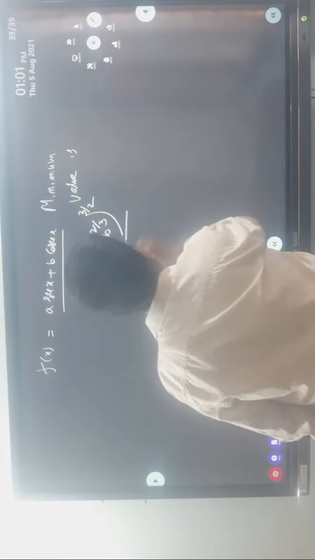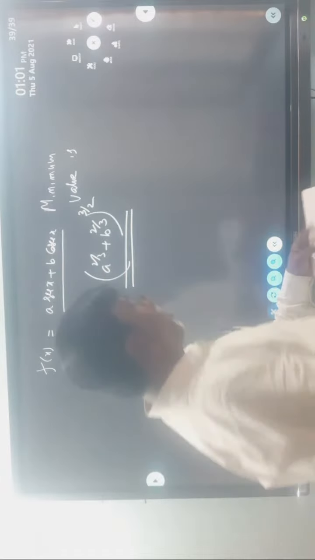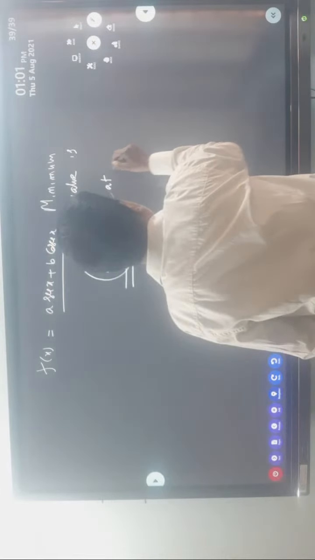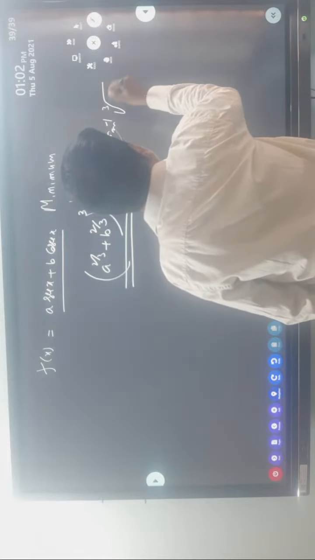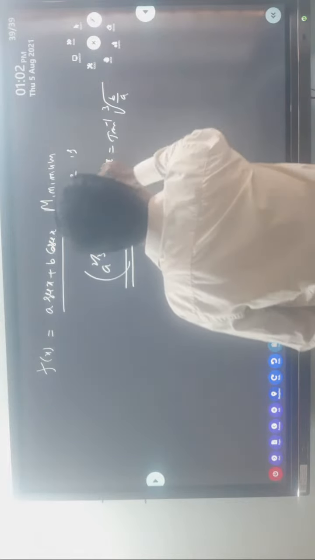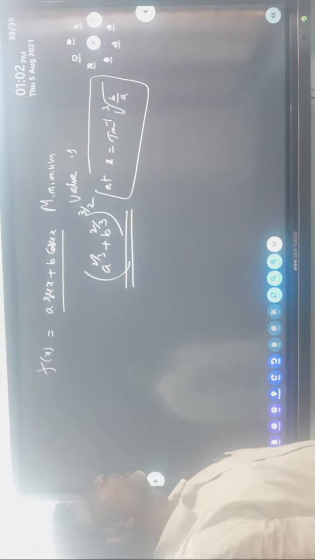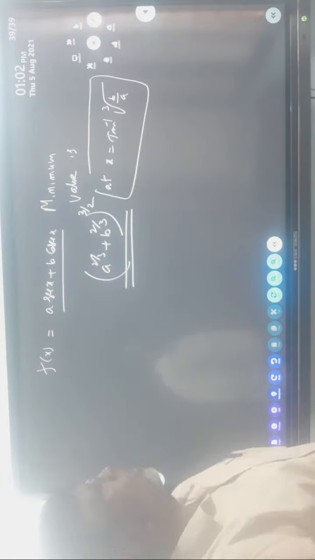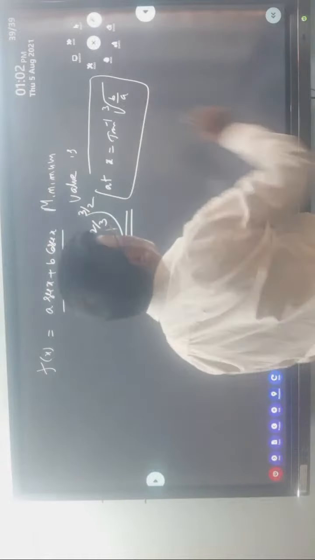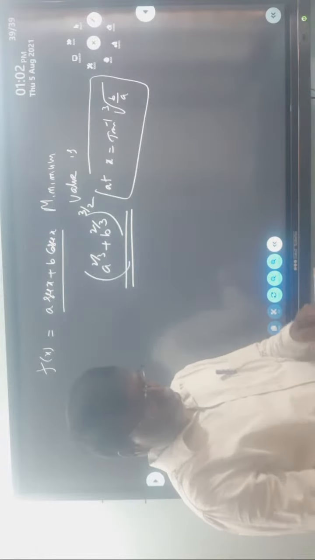So a power 2 by 3 plus b power 2 by 3 whole power 3 by 2, that is the minimum value, and it occurs at x equals tan inverse of cube root of b by a. That is also sometimes asked. Remember this formula for a secant x plus b cosecant x, the minimum value at x equals tan inverse of cube root of b by a. You go through this formula, it is very important, asked so many times.